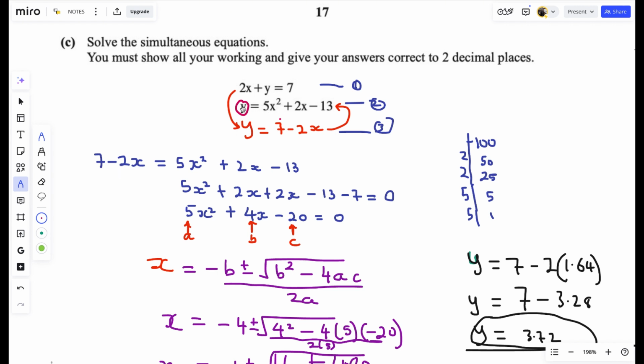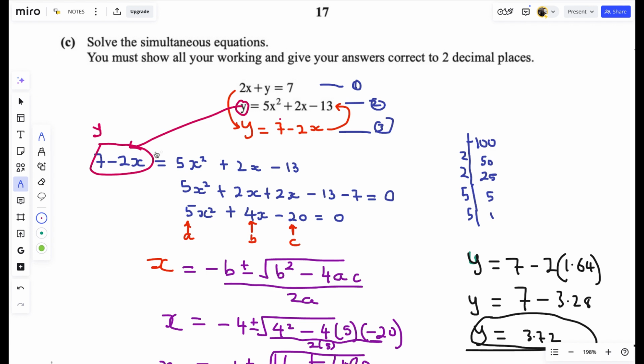In place of this y, we write the value. What's the value of y? 7 minus 2x. So you replace it with y. This 7 minus 2x is simply y, but we replace the y with its value, 7 minus 2x. Then you say equal to what? Equal to this 5x squared plus 2x minus 13, right?